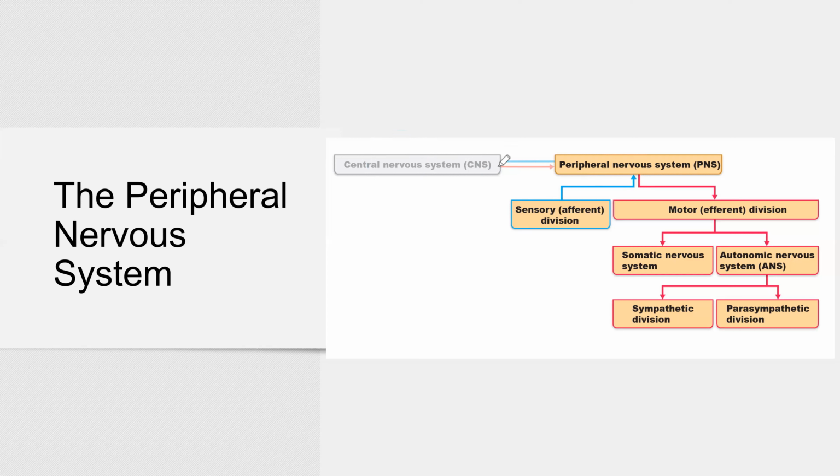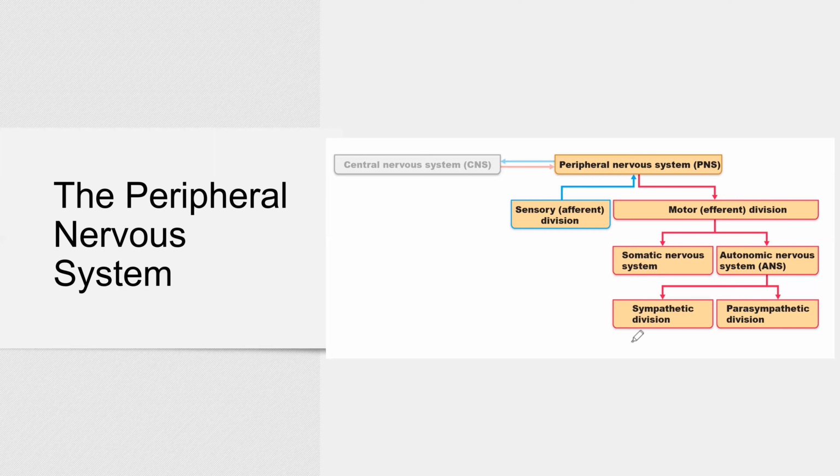And then the CNS will send impulses or commands through the peripheral nervous system, specifically through the motor division, to your effector organs. Now, the motor division is divided into somatic nervous system and autonomic. The abbreviation for autonomic nervous system is ANS. The somatic nervous system has nerves that innervate your skeletal muscles, something that you can consciously control. The autonomic nervous system has nerves that innervate your smooth muscle, cardiac muscles, and glands. This is an involuntary response, something that you will not control.